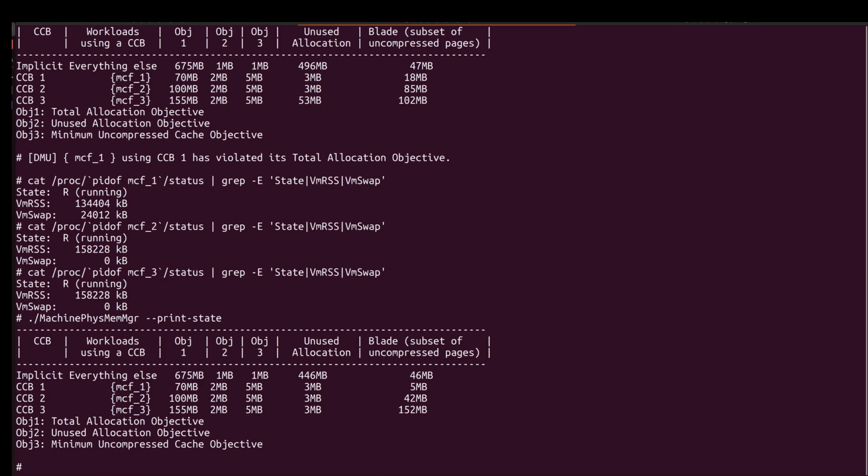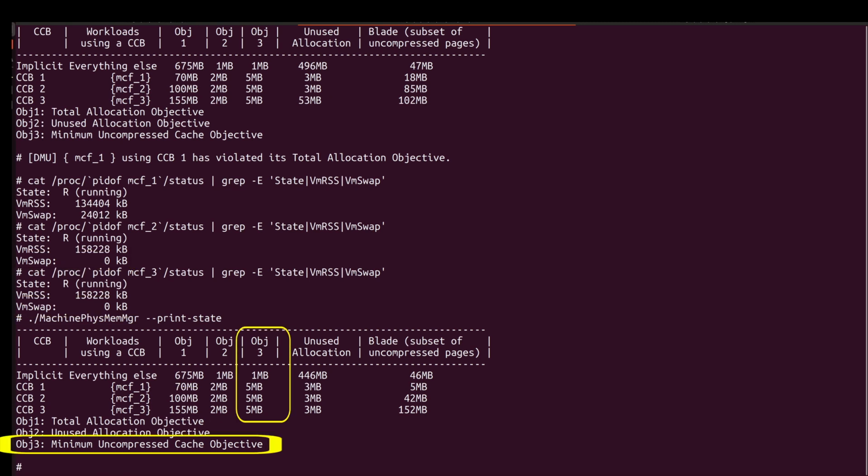Here, we demonstrate how DMU assists the OS with enforcing the total allocation objective for a job when hardware alone cannot. DMU raises the compressed memory fault, which is an interrupt, to report that MCF1 has used up all of its allocated machine physical memory. The OS timely swaps out some data from MCF1 without pausing it. Because MCF1's values have been swapped out, the unused allocation of MCF1 is positive. MCF2 and MCF3 are not swapped out because they are allocated more machine physical memory than MCF1.